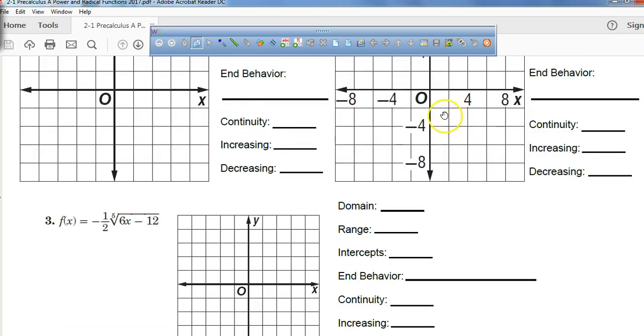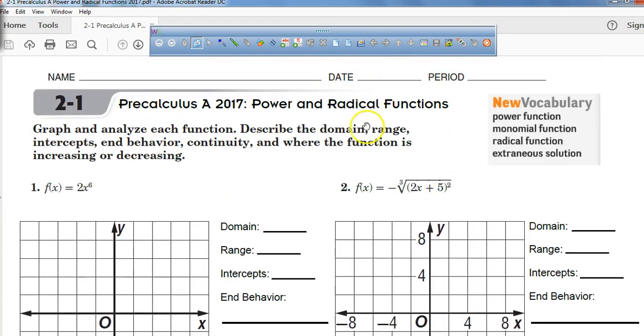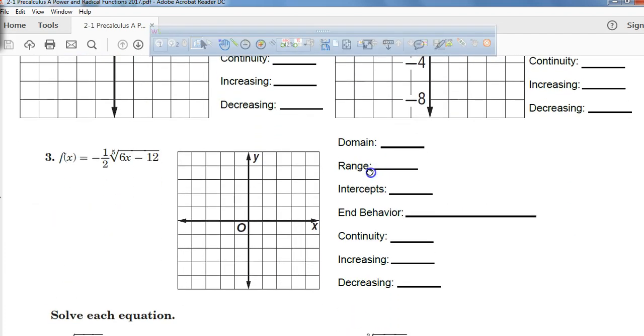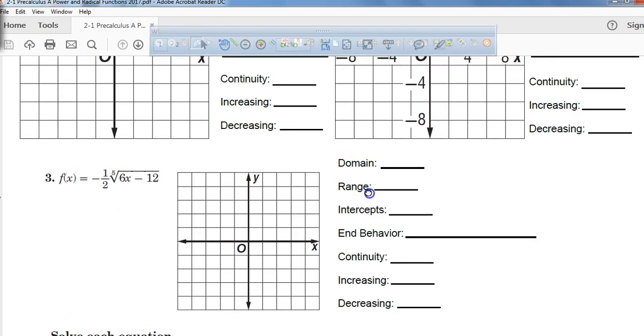Alright, right now we are talking about power and radical functions, and I want to make sure you guys understand what I'm asking you to do as far as finding the domain, the range, the intercepts, end behavior and stuff like that. So right now I'm going to turn my graphing calculator on.